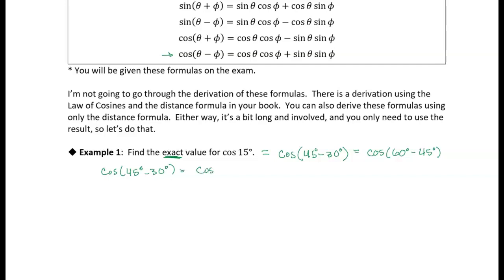So cosine of theta, which is 45 degrees, times cosine of 30, which is phi, and then it's a plus, right? So you see there's a plus here. It goes with the minus, so it's plus sine of 45 degrees and sine of 30. Okay, so we know the exact values of all of those cosine and sine values.